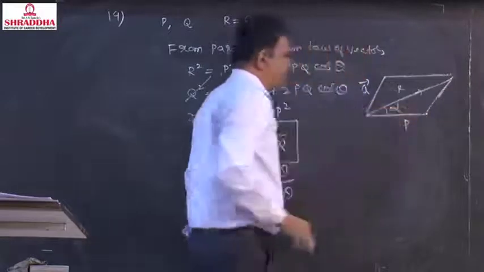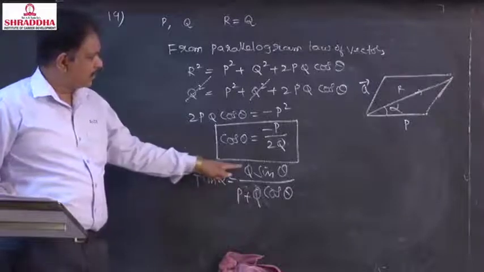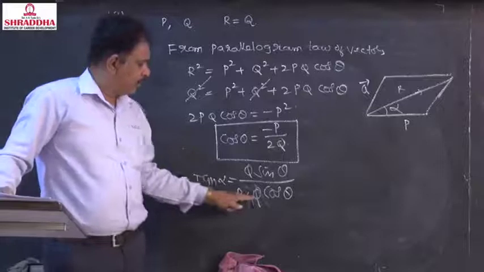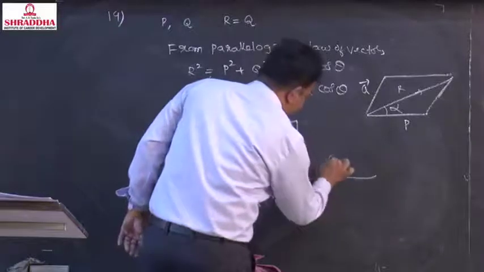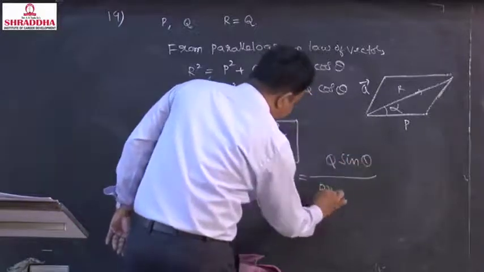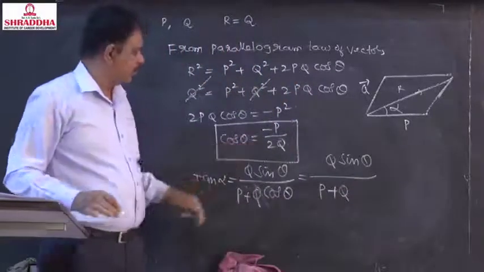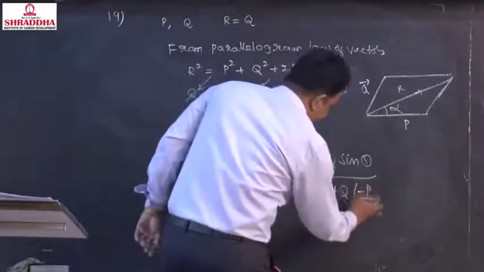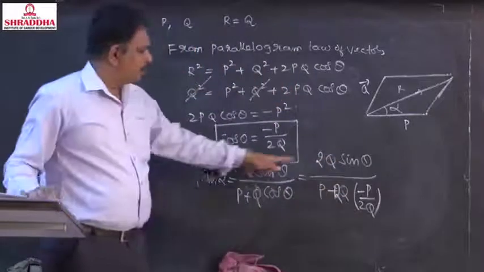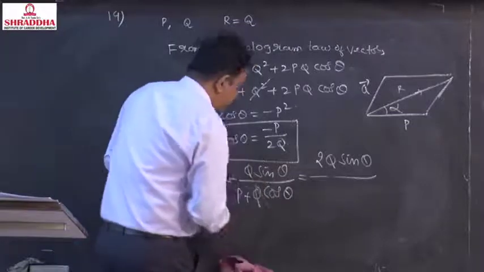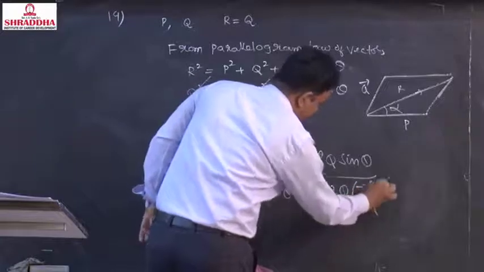Then this angle value, how much angle is made by the resultant with the first vector: Q sin theta by P plus Q cos theta. You substitute this. So this value is Q sin theta by P plus Q cos theta. Sin theta we will substitute later, first we will substitute cos theta. Cos theta is minus P by 2Q. Here Q is doubled they gave. In the Q place you have to write 2Q. So this is P plus 2Q times minus P by 2Q.